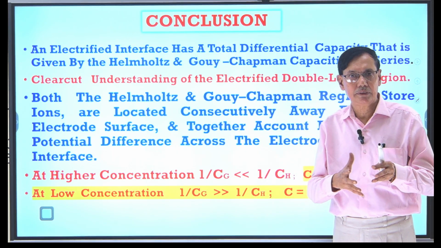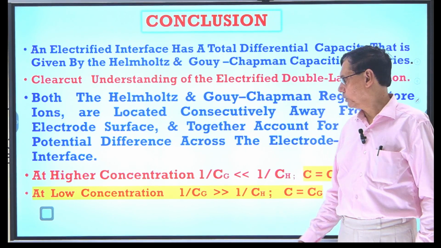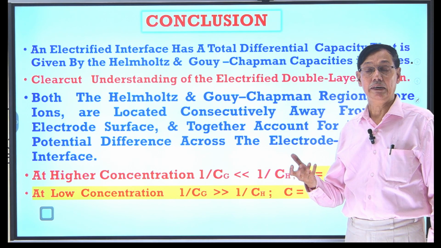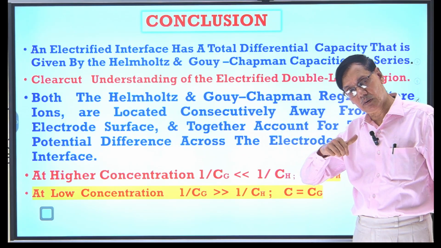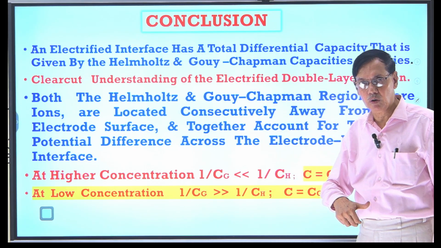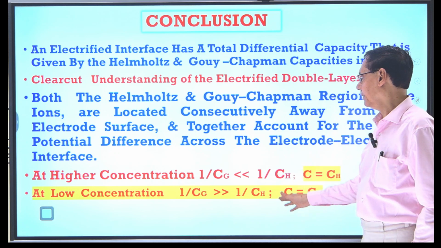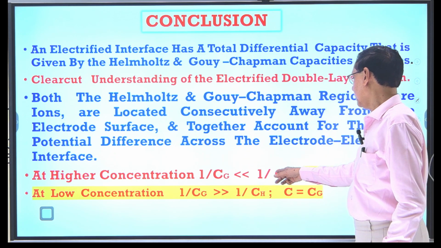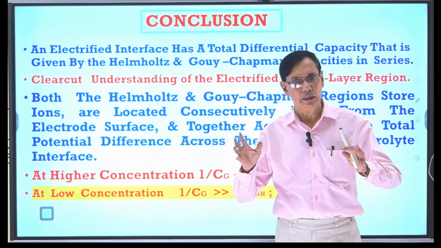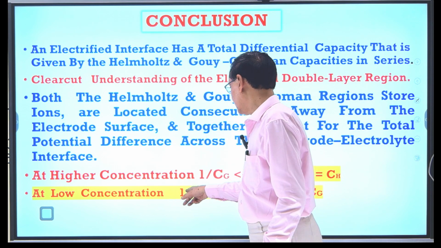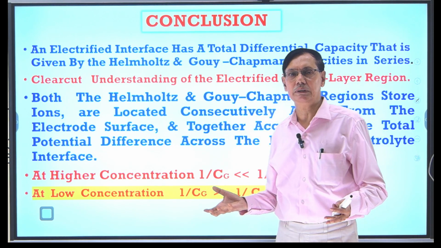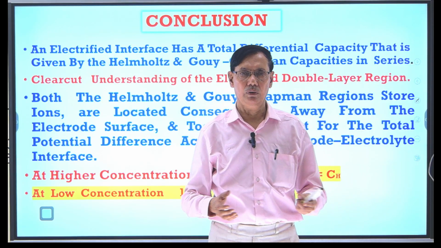It is less compressed. So whatever we are getting, that is because the high concentration, low concentration problem of the Gouy-Chapman layer can now be explained with the help of this. 1 by Cg is less than 1 by Ch, so C is equal to Ca. But at low concentration, this system is right. At low concentration, 1 by Cg is greater than Ca. So whatever we are getting is the total capacitance due to the diffuse layer. So now you can understand this.